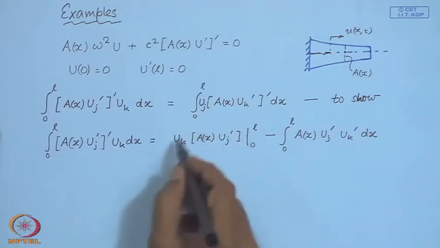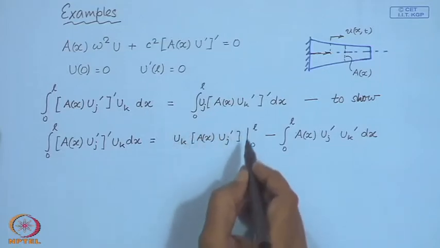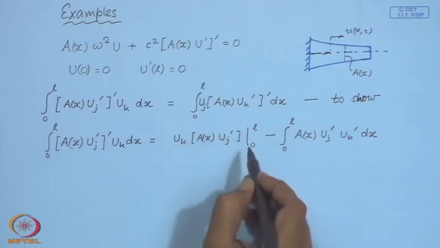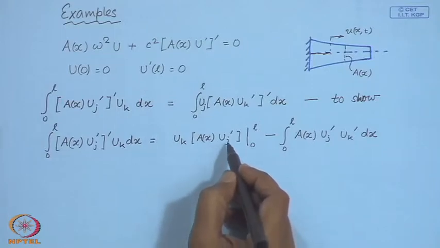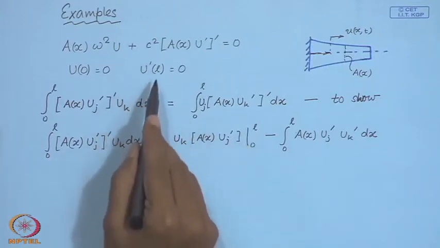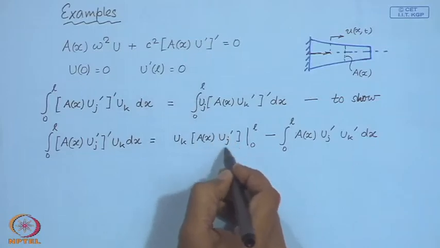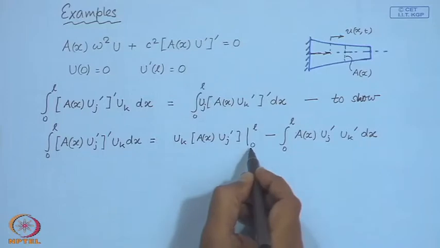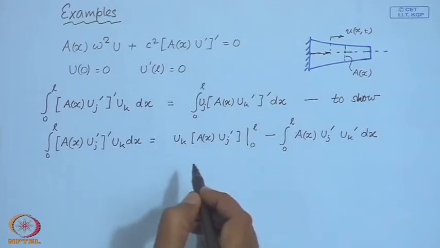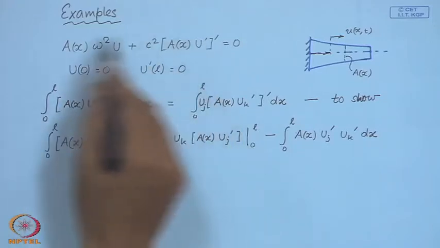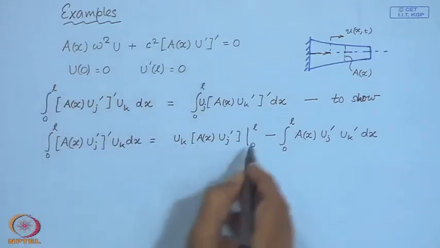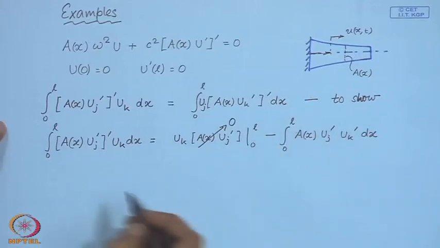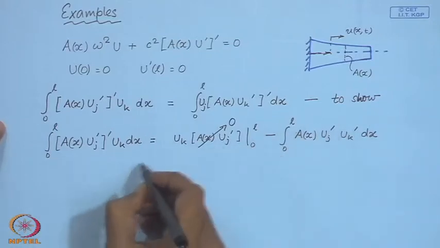So, the boundary terms here will be evaluated at L and at 0. Now, at L, u prime must be 0, so this term must vanish at L, and u at 0 is 0. So, u_k at 0 must be 0 because these are eigenfunctions and they satisfy the boundary conditions of the eigenvalue problem. So, this term is actually 0. We are left with only this term, and this I will integrate by parts once again.